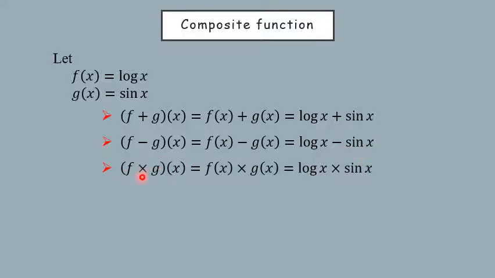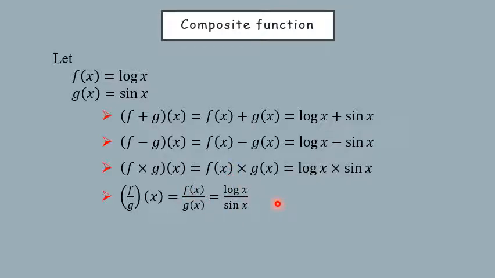Then (f into g) of x can be written as f of x into g of x, that is log x into sin x, which is a product of these two functions. And (f upon g) of x is equal to f of x upon g of x, which is equal to log x upon sin x. This is called the quotient of the given two functions.